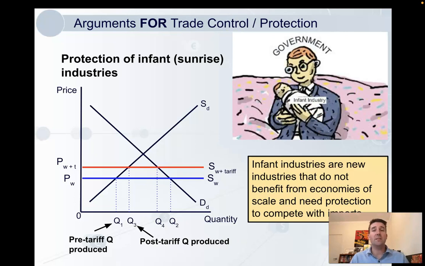We also do trade protection to protect infant industries. Infant industries are young industries that haven't yet gained economies of scale. So therefore, they're unable to compete with imports from established overseas industries. It is argued that governments must care for and protect them, much like we would a human infant, in order for them to grow. As we can see in the diagram, imposing a tariff increases the price that domestic industries receive. Remember, it goes from PW to PW plus tariff, and it also increases the quantity produced. So this in turn increases the revenue, as we can see here. So it protects them, it lets them grow.